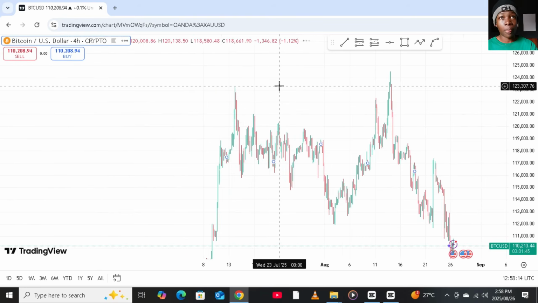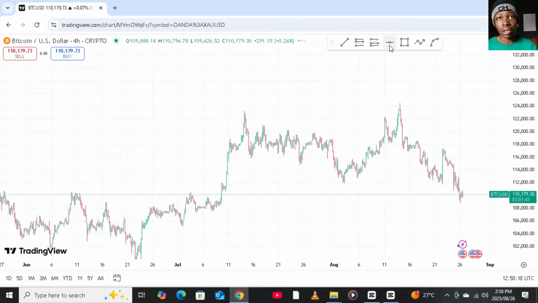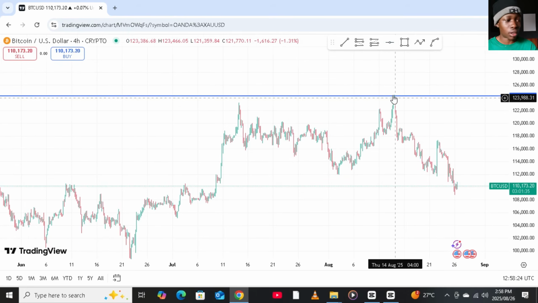Go down to your 4 hour time frame. Bitcoin is a little different though. Find this high right here and just draw a line on that high right here. Yeah, people entered and one is happy.